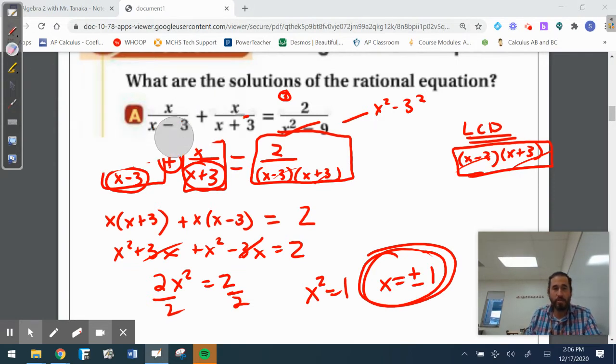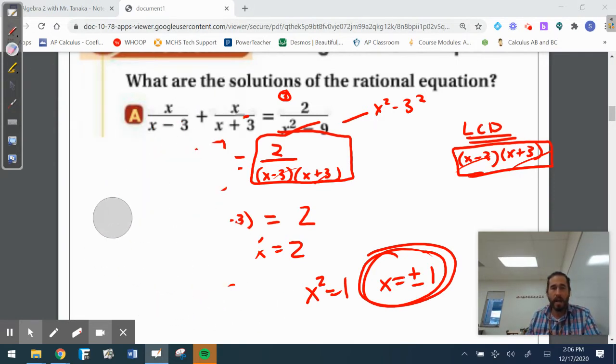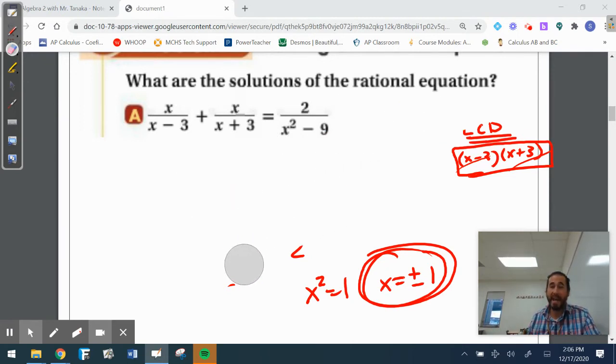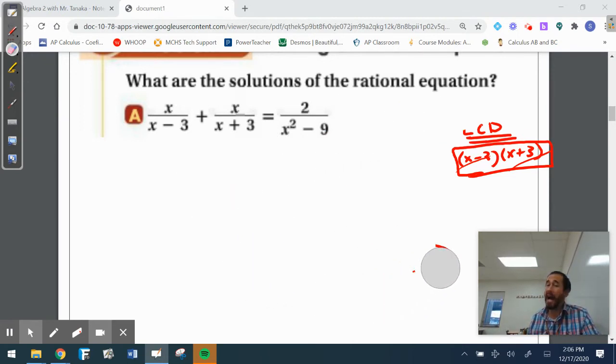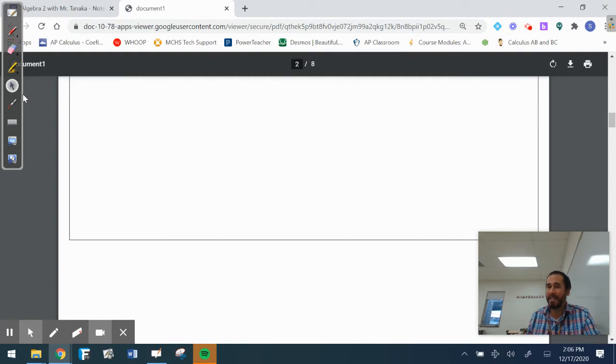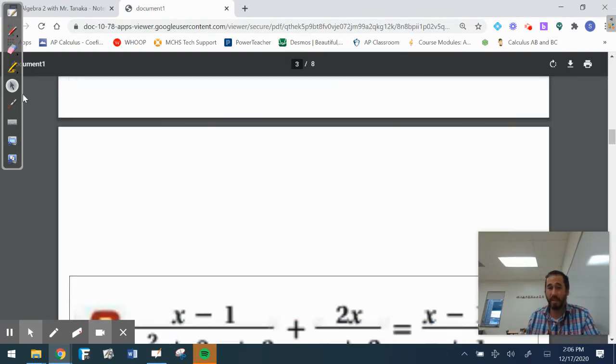Let's get on here to problem number 2. So if you notice, the cool thing about chapter 8 is whether we're adding, subtracting, whether we have complex fractions, or we actually have equations now, LCD and lowest common denominator is really, really important.